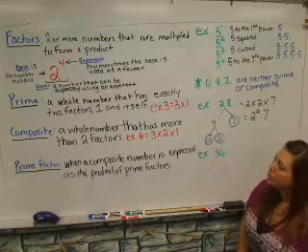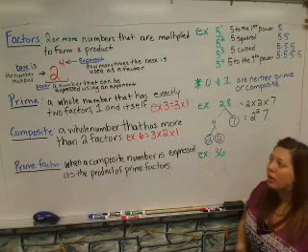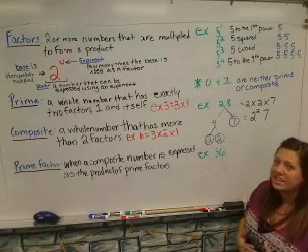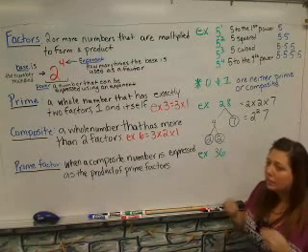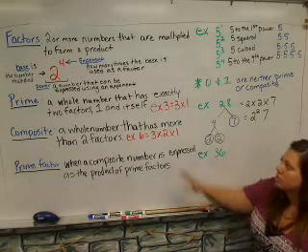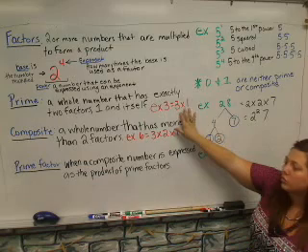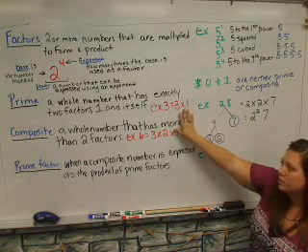Okay. Our next vocabulary word is prime. A whole number that has exactly two factors, one and itself. So a number that can't be broken up into multiple factors. So for example, 3, nothing can go into 3 except for 3 and itself, 3 times 1. So that makes that prime.